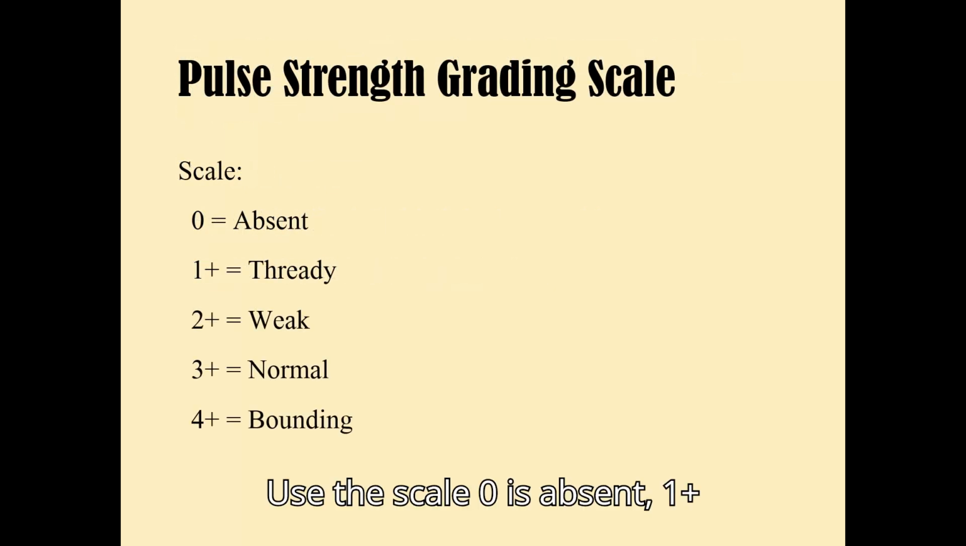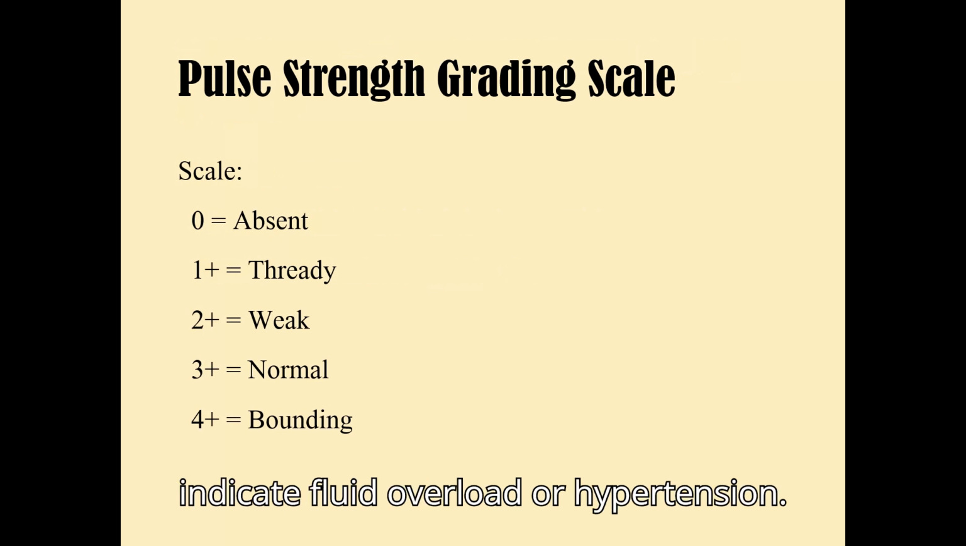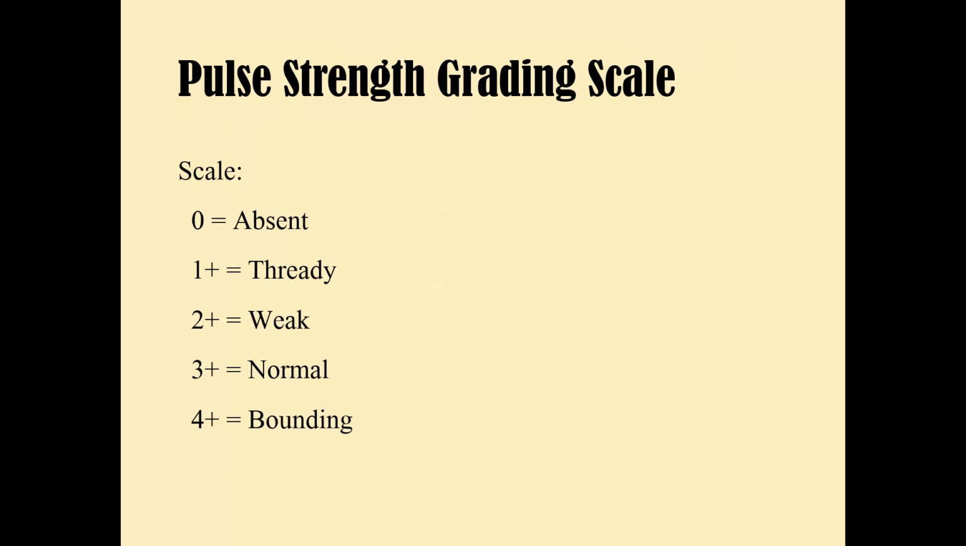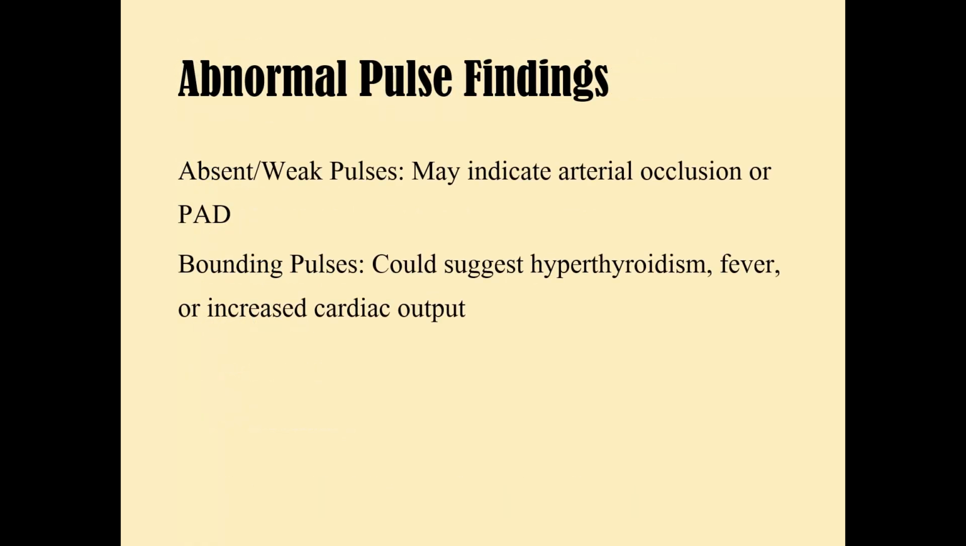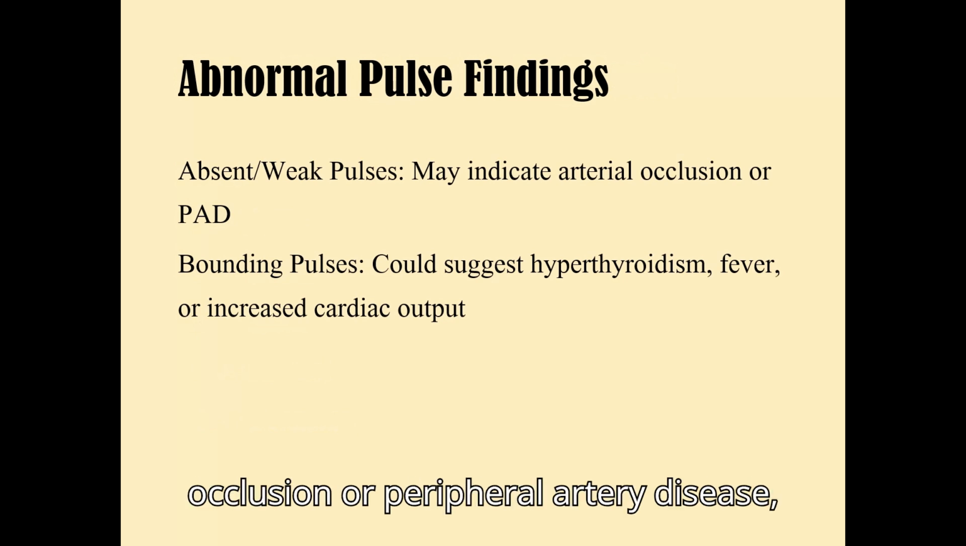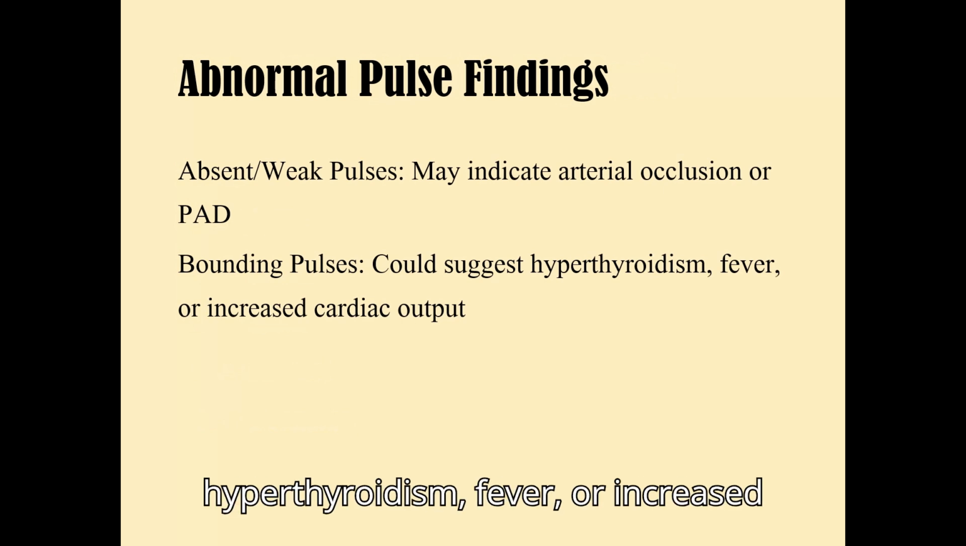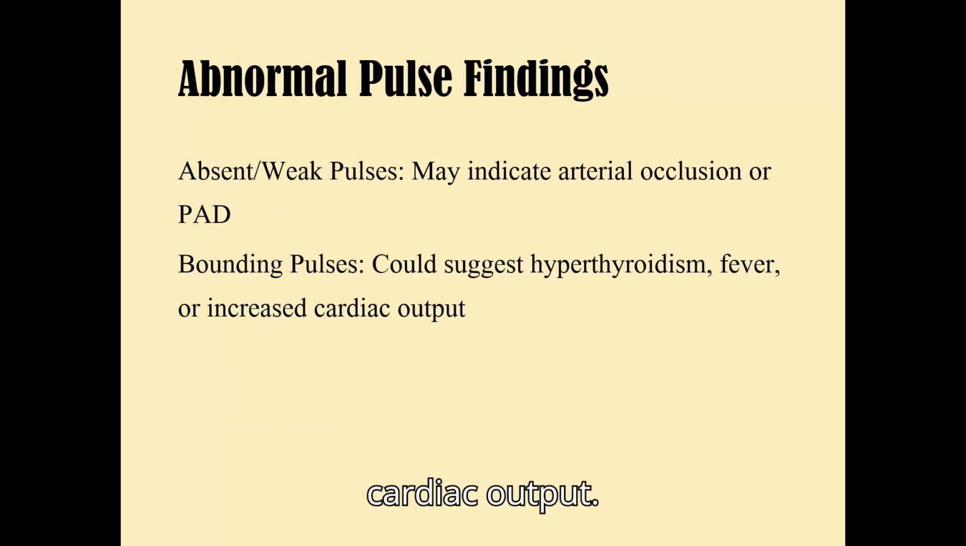Use the scale. 0 is absent, 1 plus is thready, 2 plus is weak, 3 plus is normal, and 4 plus is bounding, which may indicate fluid overload or hypertension. Absent or weak pulses suggest arterial occlusion or peripheral artery disease, while bounding pulses may indicate hyperthyroidism, fever, or increased cardiac output.